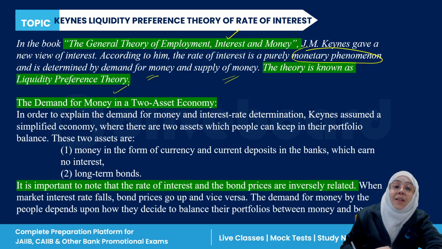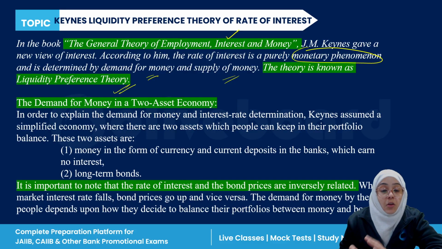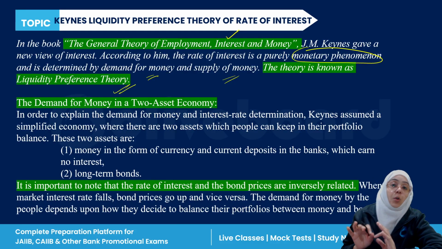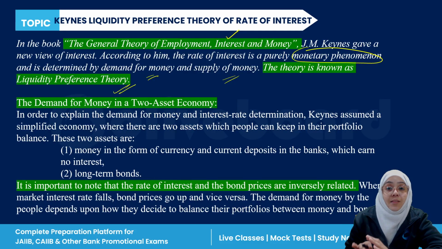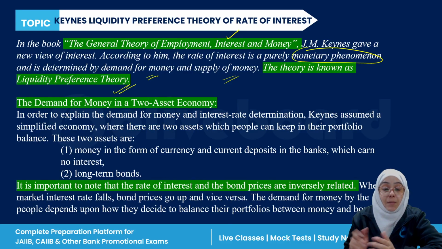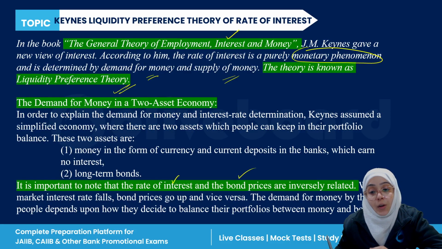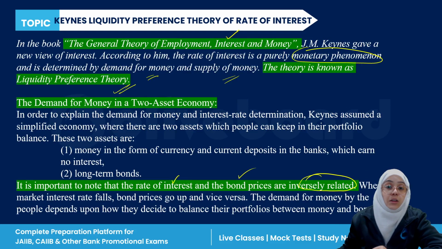And this is also known as liquidity preference theory. Now, here there is a very important concept that has been given by Keynes, and the theorem is that the rate of interest and the bond price are always inversely related.